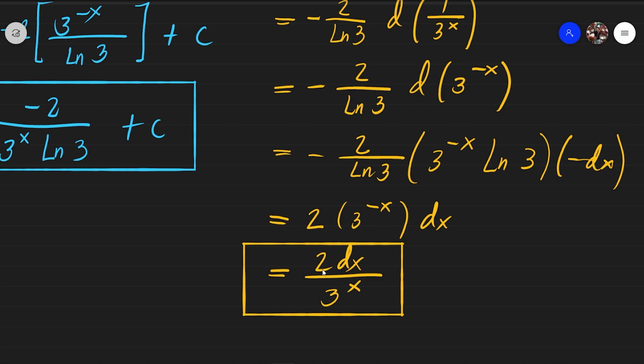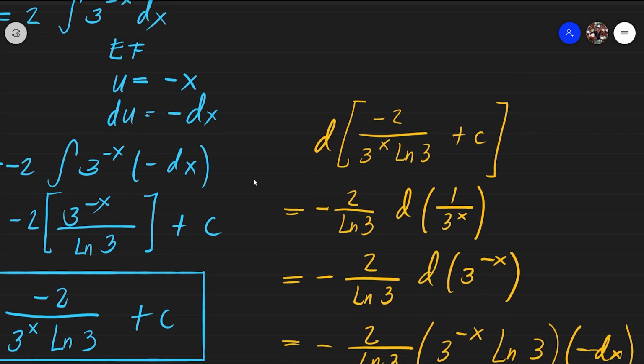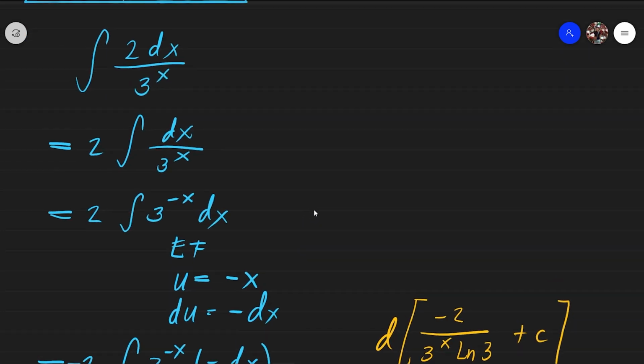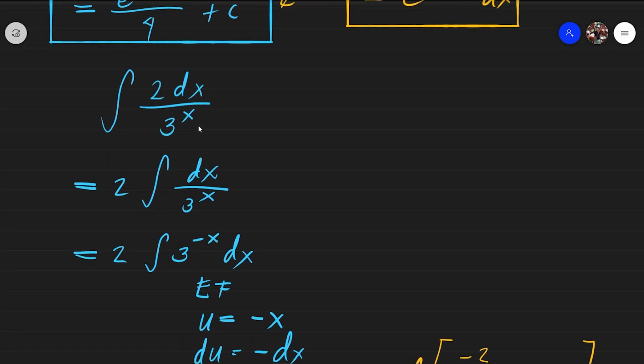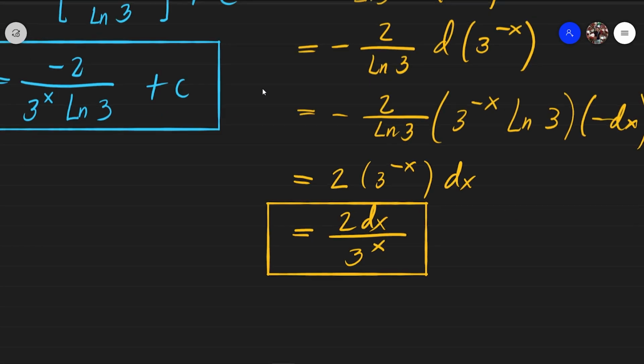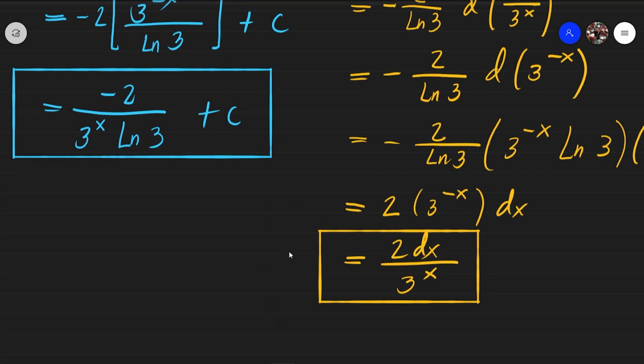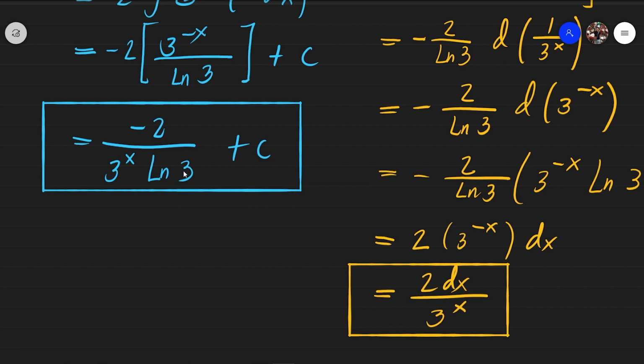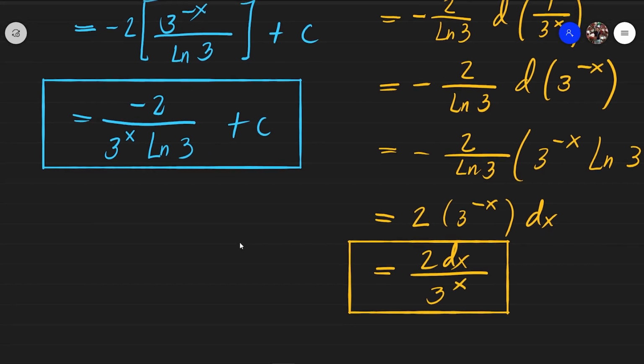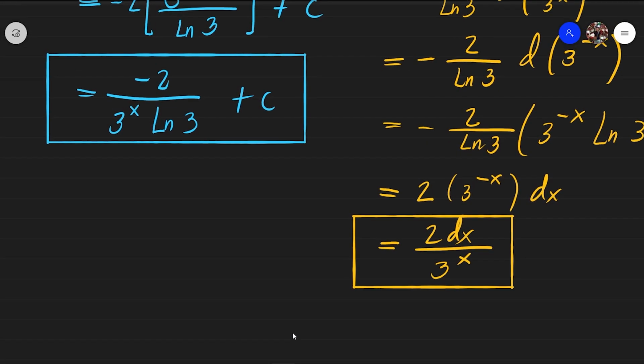2 dx all over 3 raised to x. And obviously, that is equal to the original given function, 2 dx all over 3 raised to x. So therefore, this answer right here is indeed correct. So that's how we check.